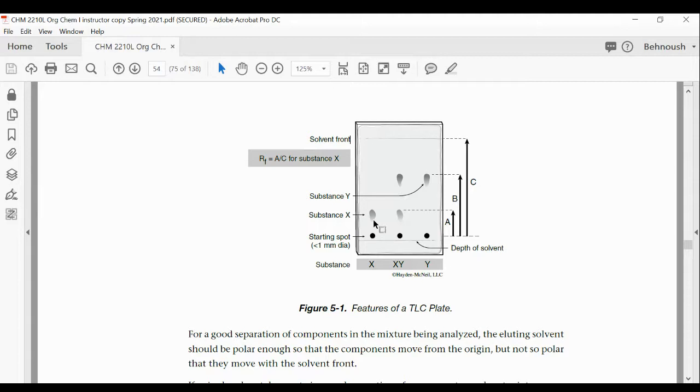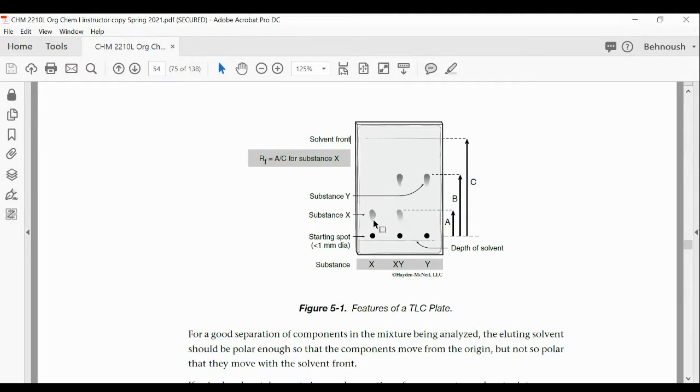So if the sample is polar and the coating on your plate is polar, it is going to have more interaction, and it wants to stay with the stationary phase. It doesn't want to move. Your solvent is trying to force it up, but the samples that have no interaction with the stationary phase are going to move up faster. And as a result, they are going to travel a longer distance.